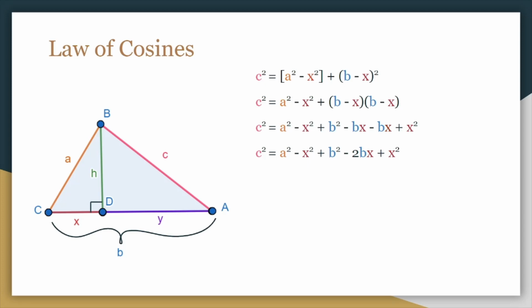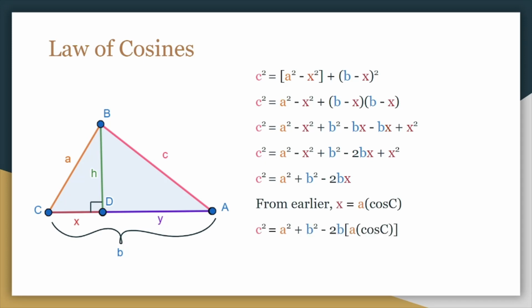Simplifying the right side gives us c squared equals a squared plus b squared minus 2bx. From earlier, we found out that x equals a times cosine C. And so we'll substitute x with a times cosine C to get c squared equals a squared plus b squared minus 2ba times cosine C. And rearranging the right side gives us c squared equals a squared plus b squared minus 2ab times cosine C, which is the law of cosines.